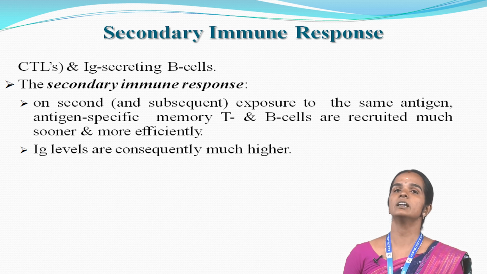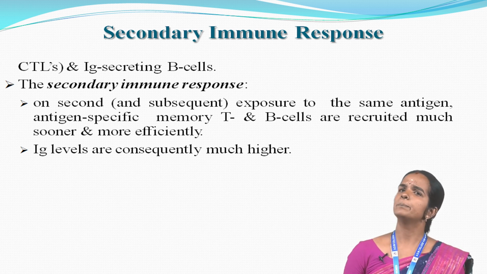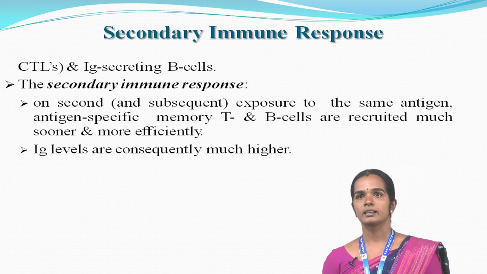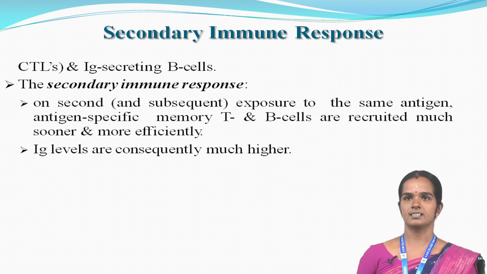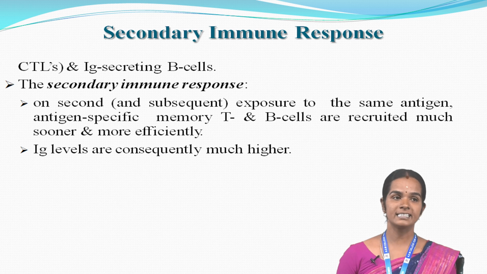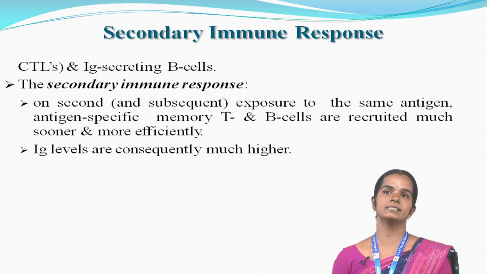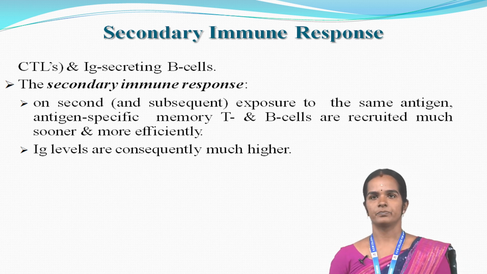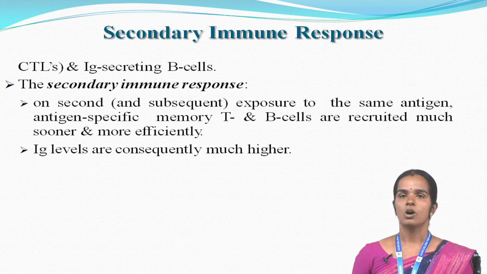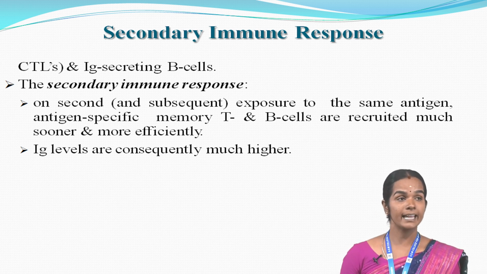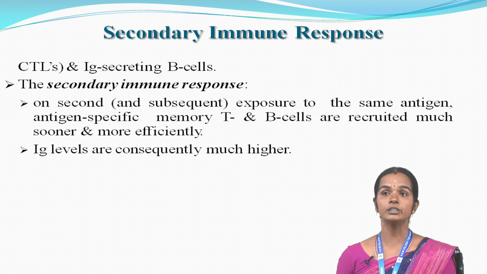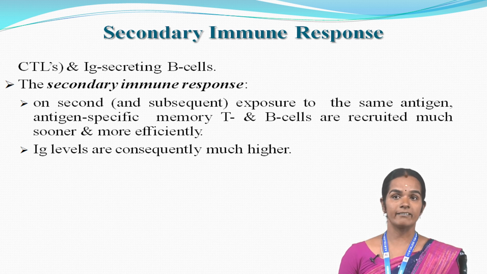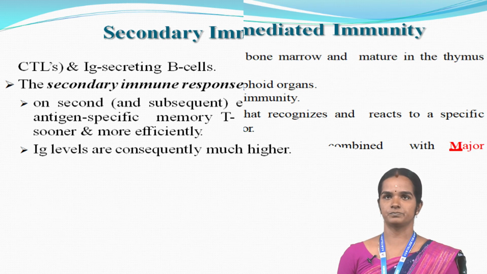This is also the secondary immune response. The primary immune response is characterized by the appearance of antigen-specific T cells such as T cells and CTL and immunoglobulin secreting B cells. In the secondary immune response, once again exposed to the same antigen, antigen-specific memory T and B cells are recruited much sooner and more efficiently. Immunoglobulin levels are considerably much higher.